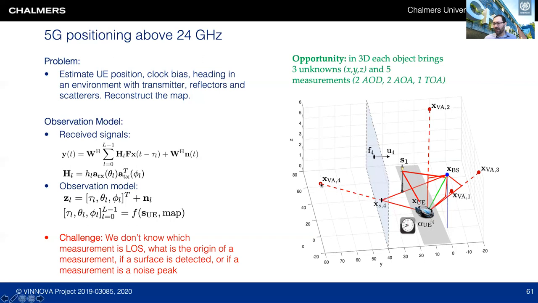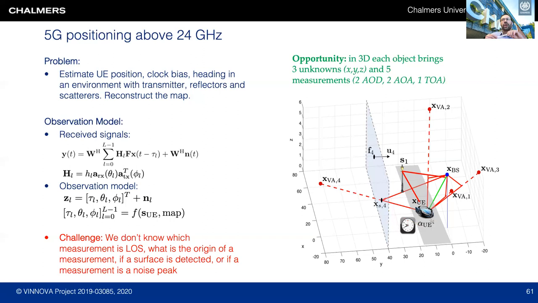So this means if the user is now here, then there's a line from the virtual anchor to the user, which intersects the surface. And then the path will go from the base station to this point towards the user. Okay. Sorry for my bad drawing, but I hope it makes sense. Okay, so this is the challenge.